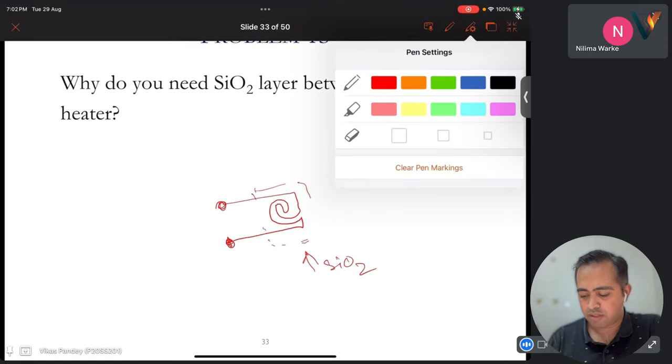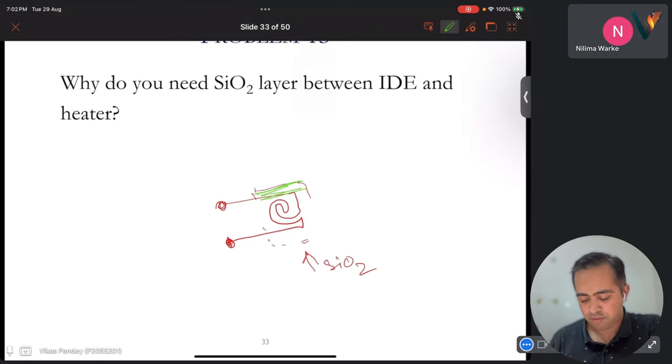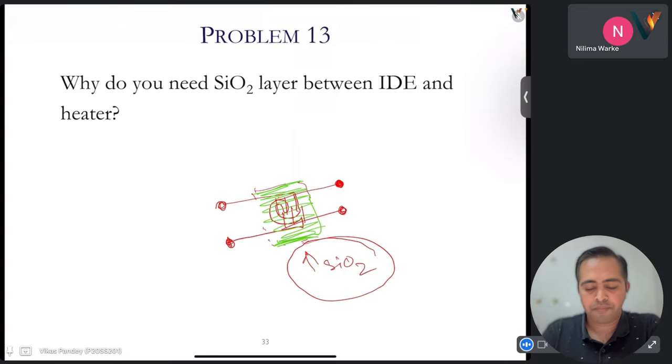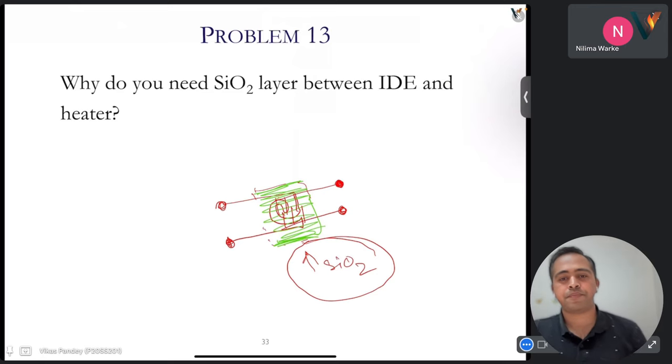Let me draw it with some other color. We put silicon dioxide above it and then over it we are making the ID pattern to detect our tissues. Okay, so what is the significance of this silicon dioxide layer between ID and heater? Any guesses? Any answers?